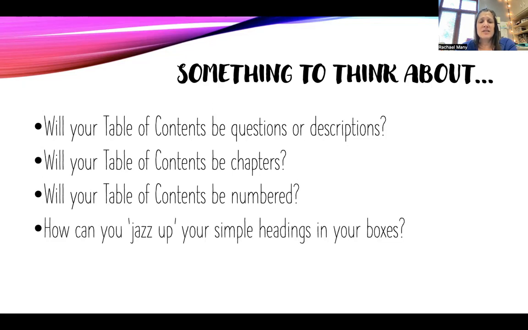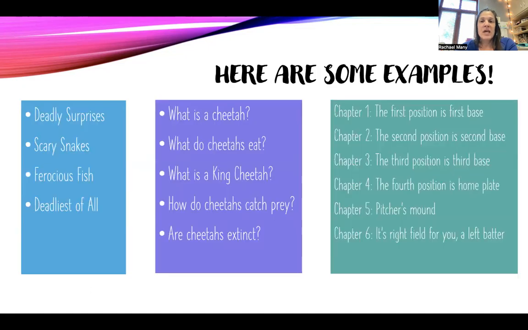And then how can you jazz up your simple headings in your boxes? So you've got your very simple headings in your boxes. I might have "food," but how can I jazz that up and make it more interesting? Here are some examples. So I want you to take a minute and look at these. You guys can pause this, look at these, have some conversations.